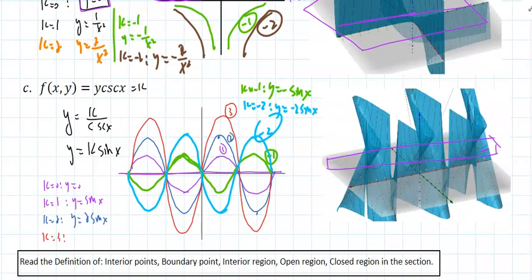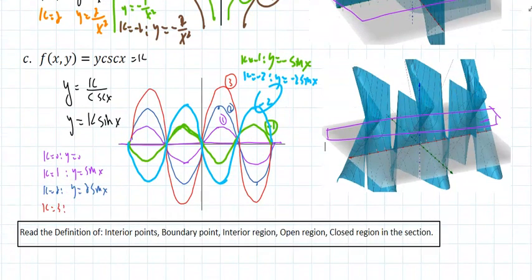Alright? There is definition in the book, you need to read it. Definition about interior points, boundary points, interior region, open region. It's not going to be on your test. It is mentioned in a few definitions and terms. You should just familiarize yourself with it, just to understand what that means. And at this level, hopefully, you'll get that no problem. And that would be it for this section.